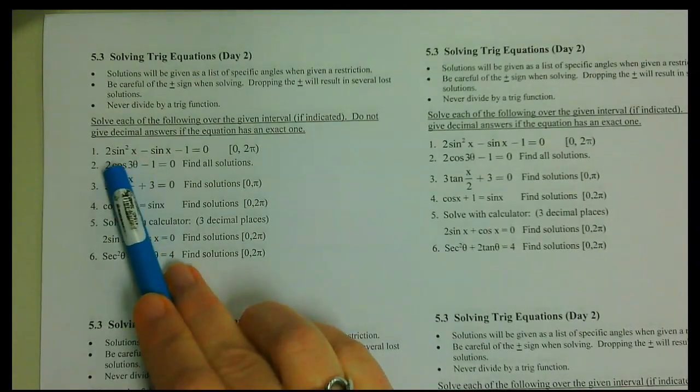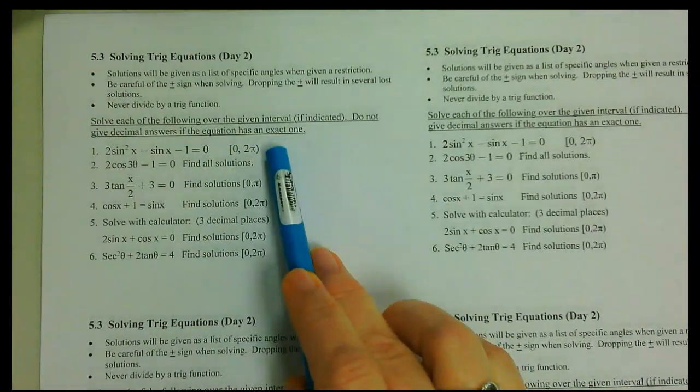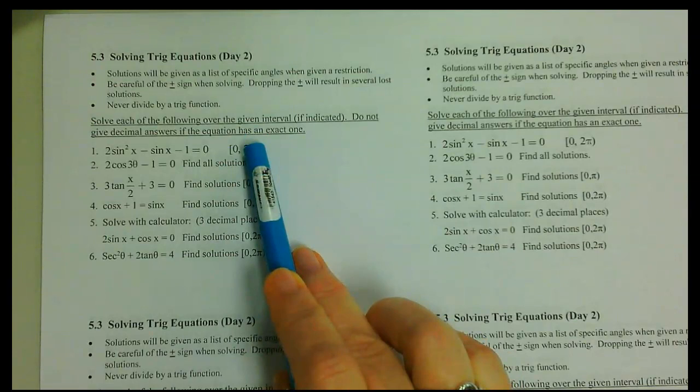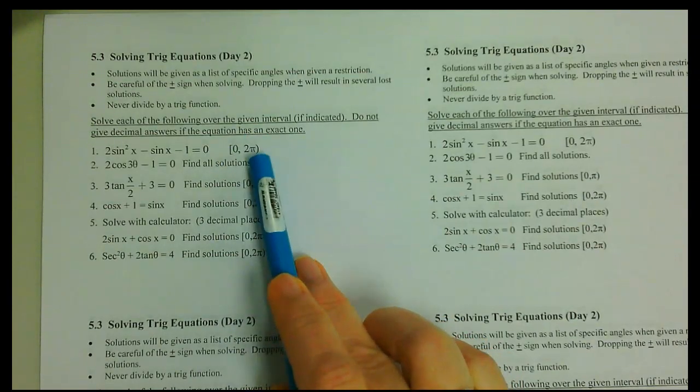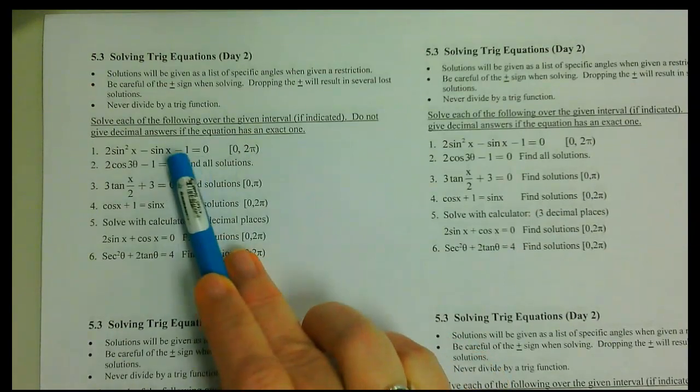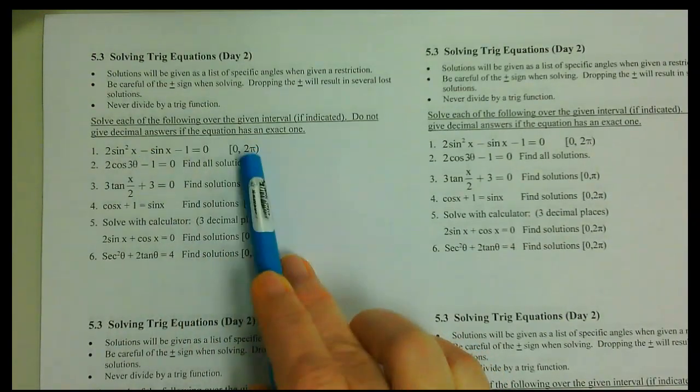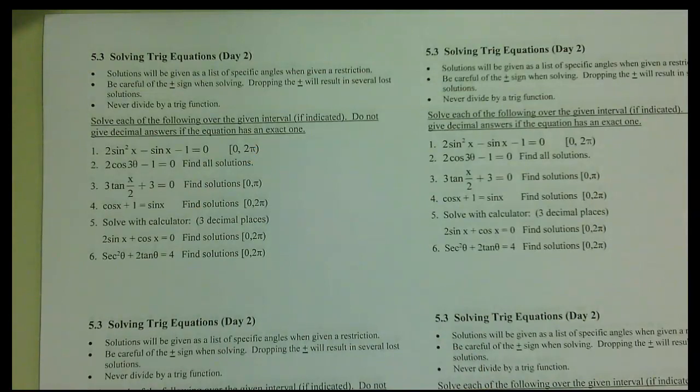So the first one is, you'll see the trig function here, and it says from hard bracket 0 to 2 pi. That means this is a restriction. You can include 0, but you cannot include 2 pi, and you would be listing out all of the angles that solve this trig equation within that given restriction. So number 2 says find all solutions. So you're going to be writing an equation.